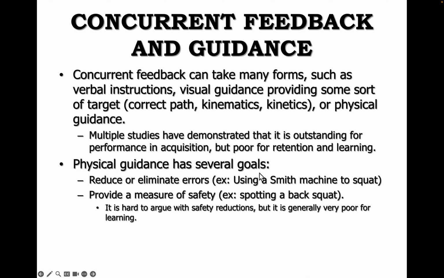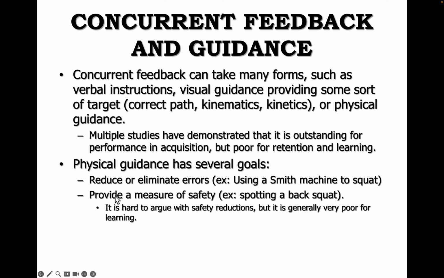Physical guidance has several goals. Number one is to reduce or eliminate errors. For example, someone using a Smith machine to squat. For those of you who don't know, a Smith machine is a machine where you have a bar, but this bar is on a track. You can put the bar on your back and squat up and down. This helps you lift weights and assists with the movement because you don't have to worry about balance, since the bar is on these tracks.